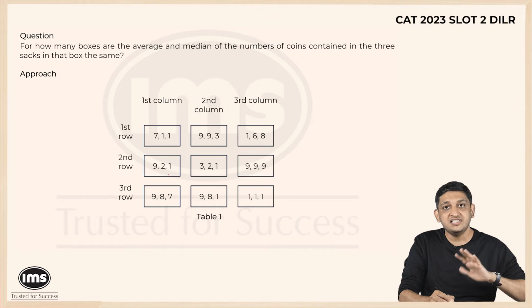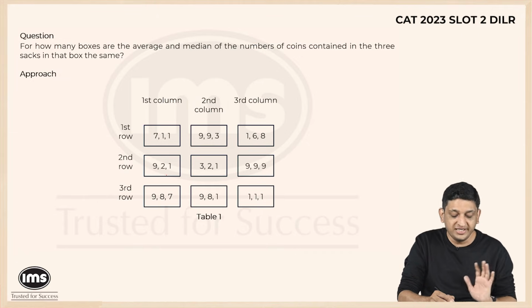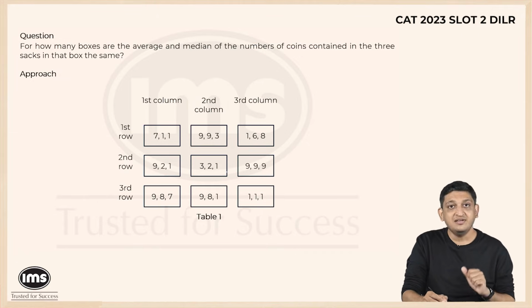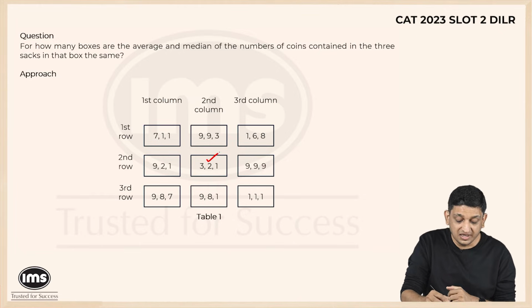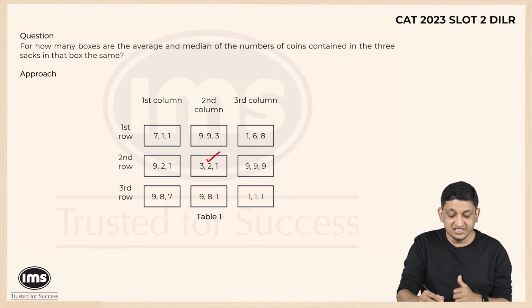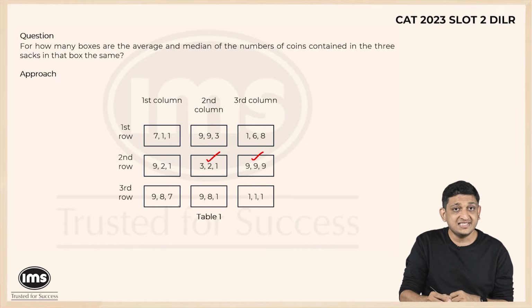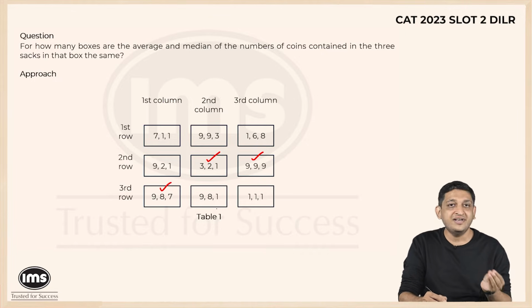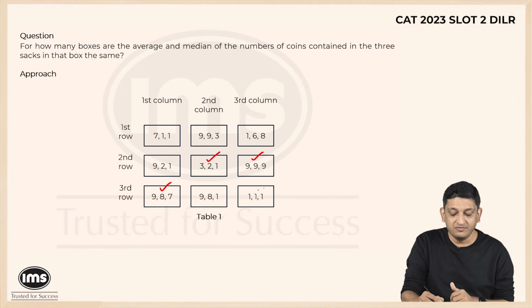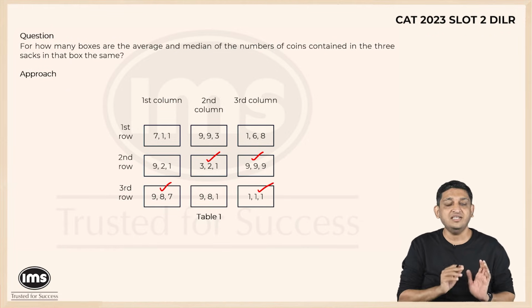921, average is 12 by 3, that is 4, median is 2, not right. 321, average is 2, median is 2, correct. 999, average is 9, median is 9. 987, average is 8, median is 8. 981, average 6, median 8, not right. 111, average 1, median 1, correct.